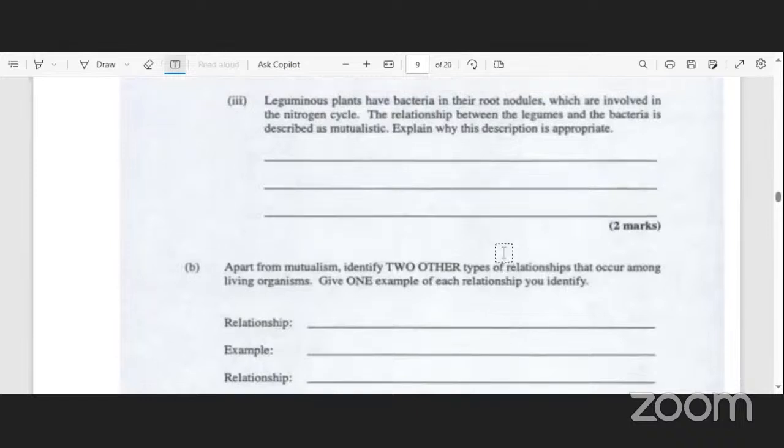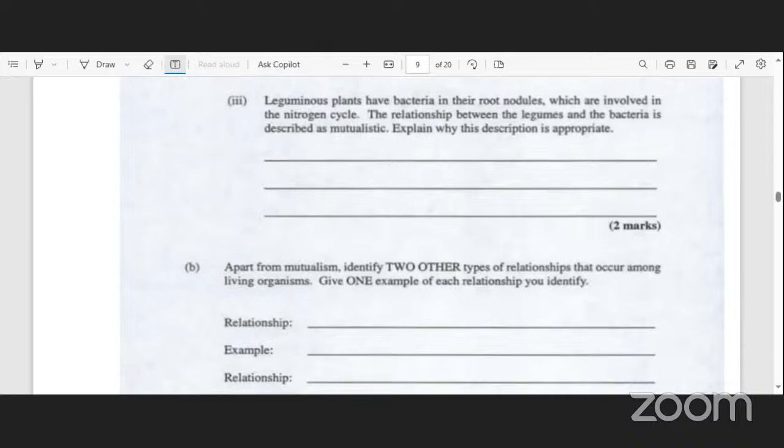All right, moving right along. Leguminous plants. Leguminous plants have bacteria in their root nodules, which are involved in the nitrogen cycle. The relationship between the legumes and the bacteria is described as a mutualistic relationship. Explain why this description is appropriate.